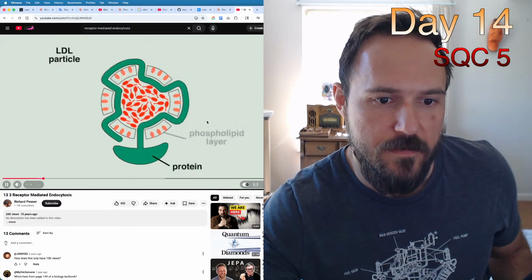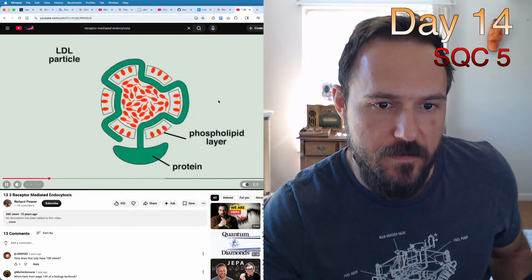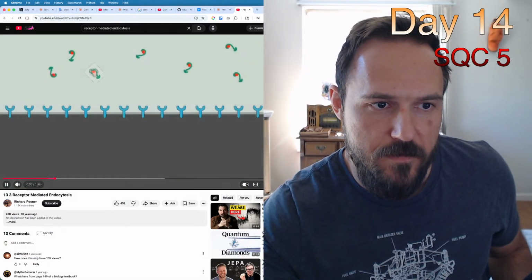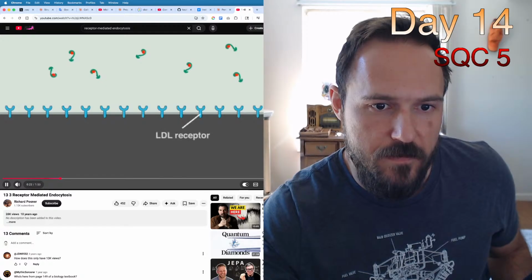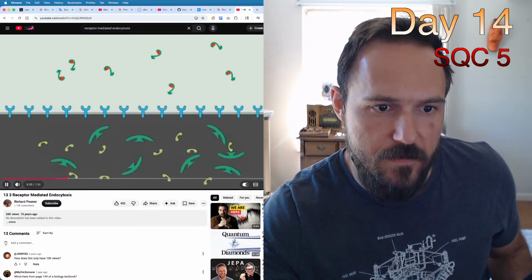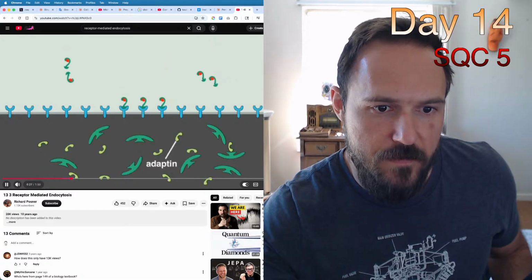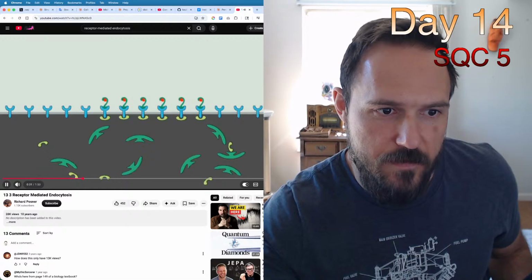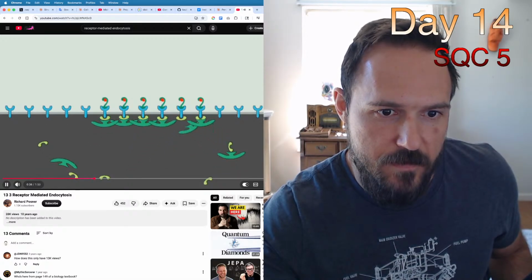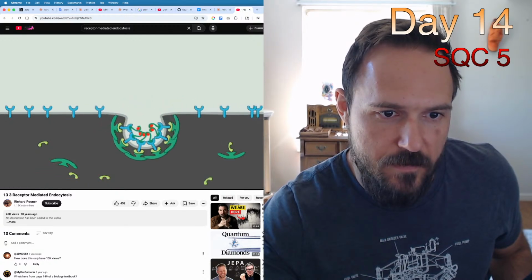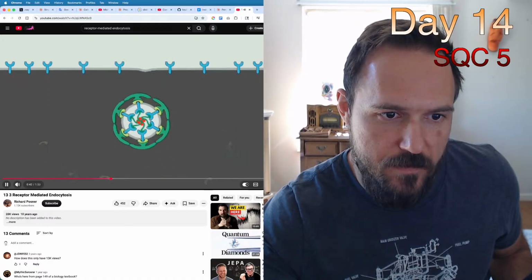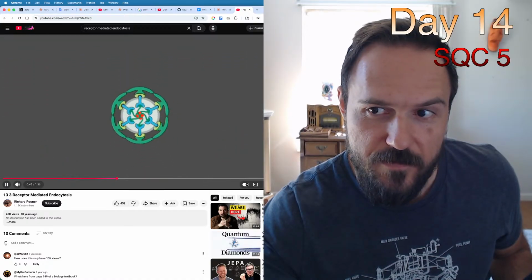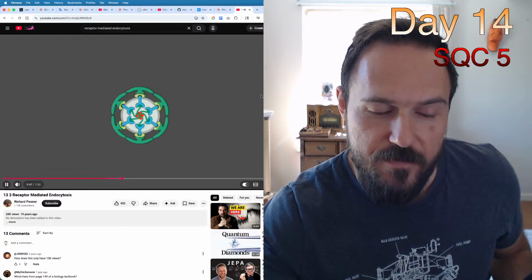A protein and phospholipid layer surrounds the cholesterol molecules. The protein portion is recognized by LDL receptors on the surface of cells. An adapter molecule, called adaptin, binds to the tail of the LDL receptor that protrudes into the cytosol. Adaptin recruits clathrin molecules, which start coating the membrane. Assembly of the clathrin coat causes the membrane to bend and invaginate, forming a vesicle that buds off inside the cell, taking with it LDL receptors and the LDL particles bound to them.